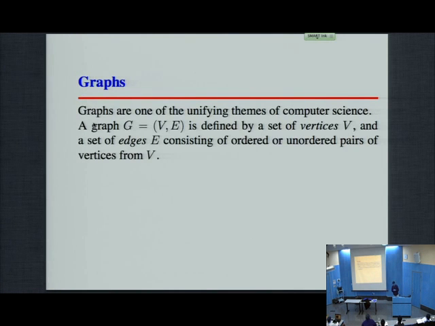Graphs are one of the big ideas in computer science. Let me try to lower the audio one more time. Is this better with this audio? Okay. Graphs are really one of the big ideas in computer science, and learning how to do graph algorithms is one of the big things in algorithms.